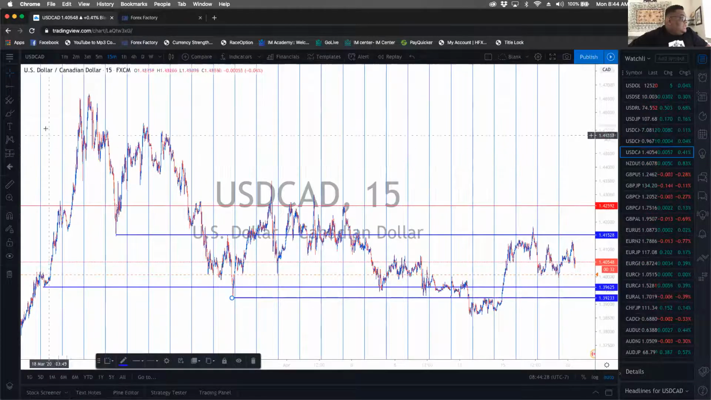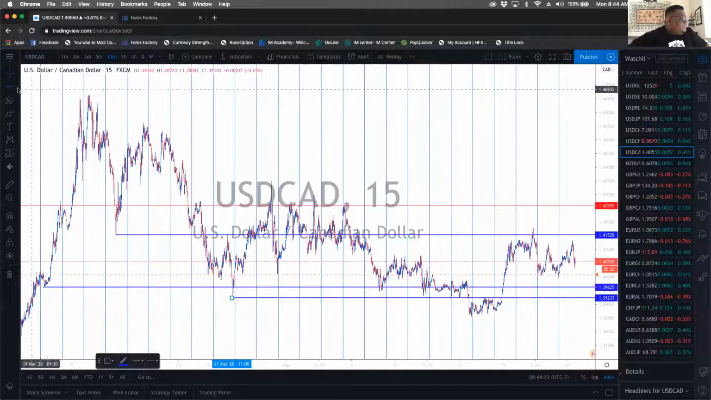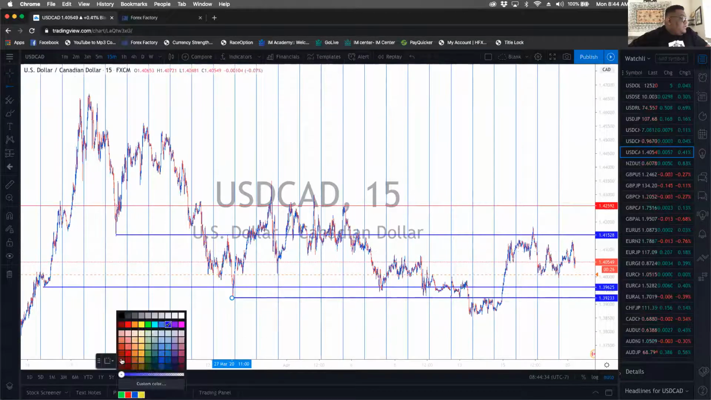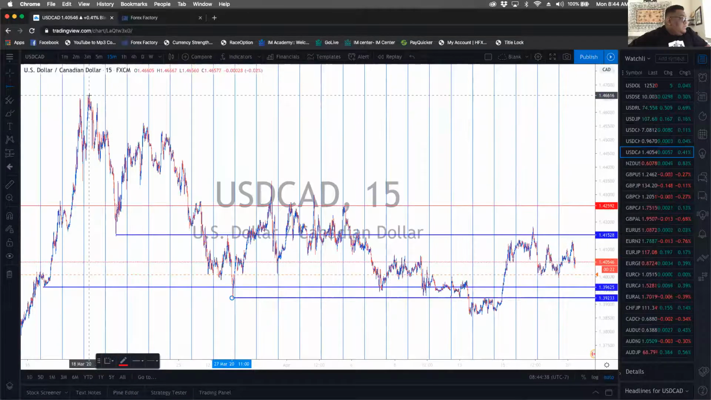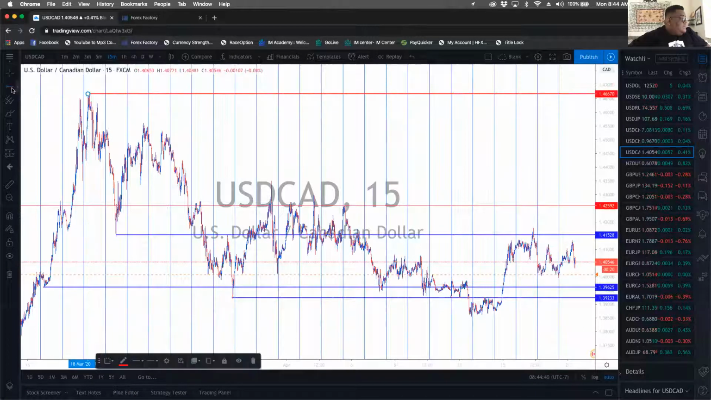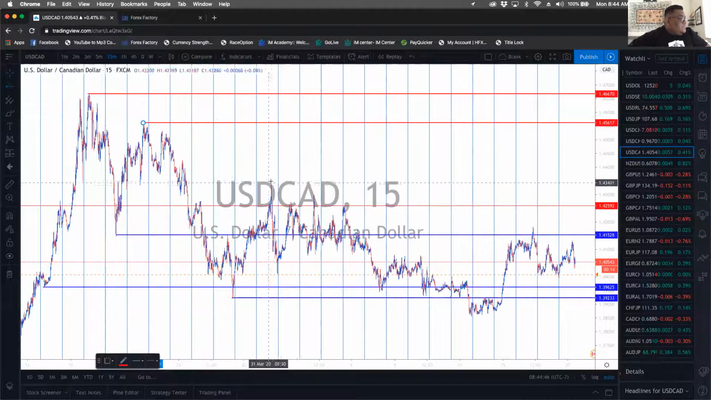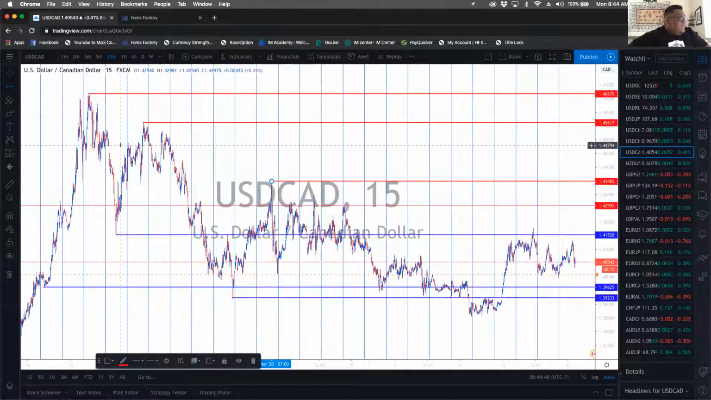Let's see. Now let's do some supports. Change the color to red. Support. Support. Now, this is, again, like I said, I can't stress enough, this is really, really going to help when we're looking at the market and we're seeing what's going on.